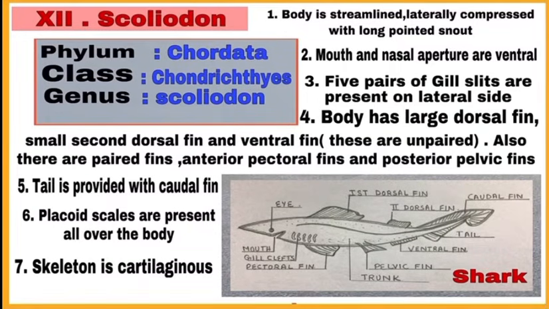Body has large dorsal fin, small second dorsal fin and a ventral fin. These are all unpaired fins. Also, there are paired fins like anterior pectoral fins and posterior pelvic fins. Tail is provided with caudal fin. Also, there are placoid scales. Placoid scales are present all over the body, and the skeleton of Scoliodon is made of cartilage. So, skeleton is cartilaginous in Scoliodon.